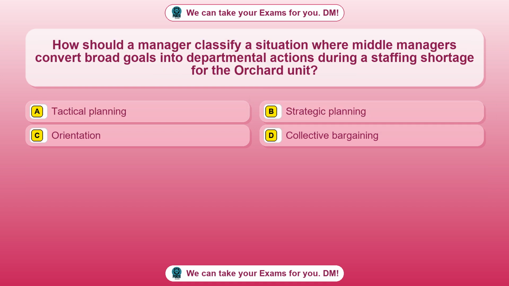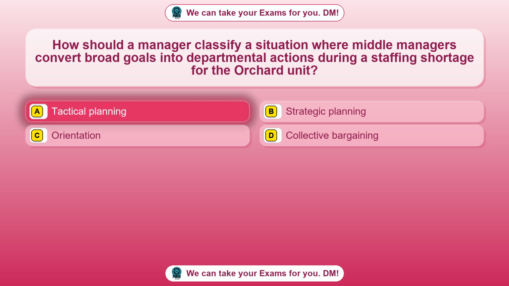Question 46. How should a manager classify a situation where middle managers convert broad goals into departmental actions during a staffing shortage for the orchard unit? Option A, tactical planning. Option B, strategic planning. Option C, orientation. Option D, collective bargaining. The correct answer is option A, tactical planning.